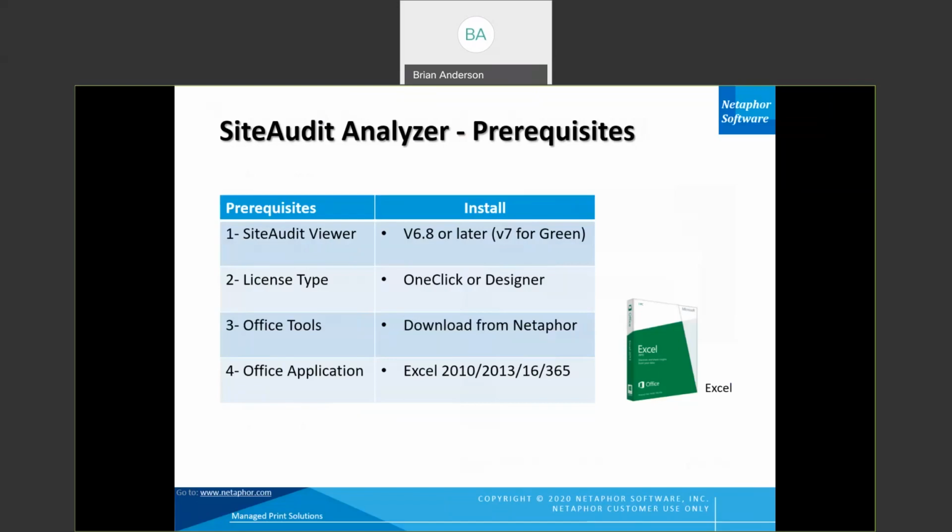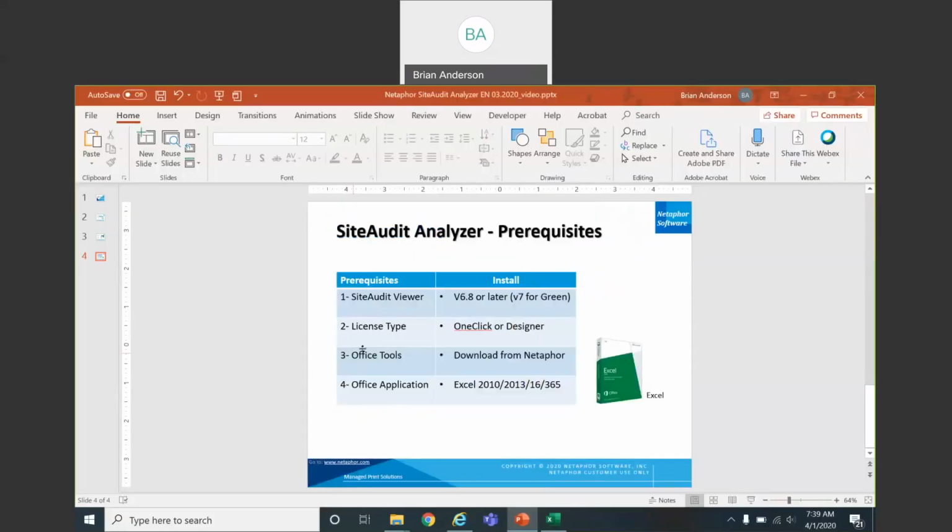Third thing you'll need is what we call Office Tools, and that's simply a runtime version of Visual Studio. And you can download that from the Netaphor website. You may already have that in your installation already, but if you don't, you can download it and install it. Then finally, you'll need Excel, and we support back to 2010 all the way through Office 365. So now let's look at a practical example here.